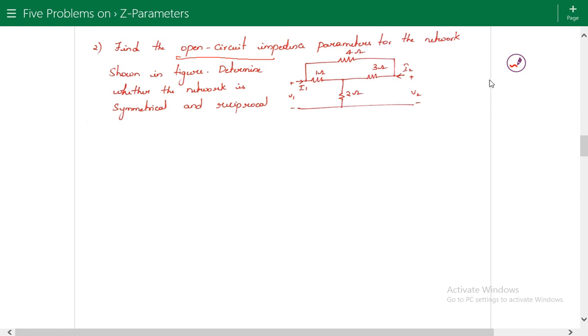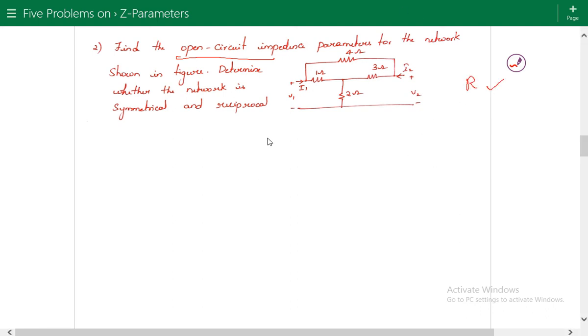We can call it open circuit parameters, impedance parameters, or Z parameters. Given a network, they are asking us to find the Z parameters and determine whether the network is a reciprocal network and a symmetrical network or not. Now tell me, just by looking at the figure, whether it is a reciprocal network. Yes, this is a reciprocal network.